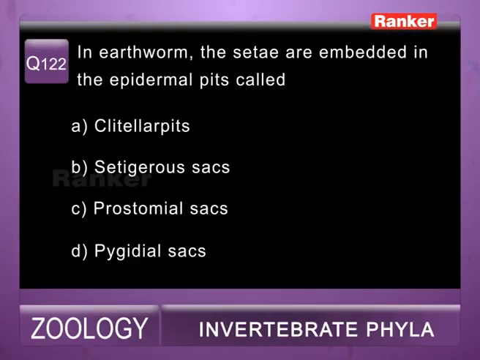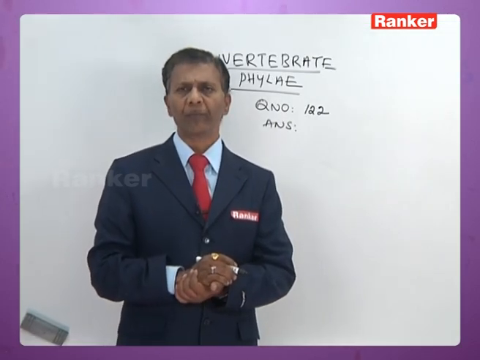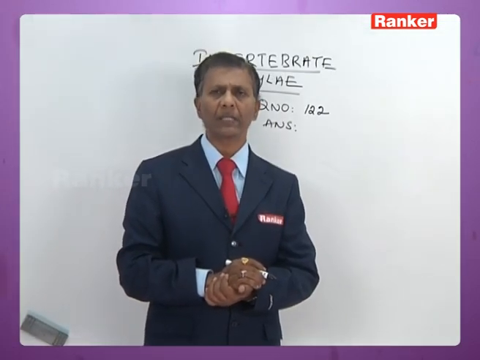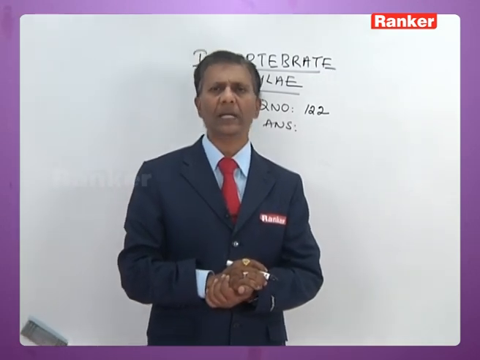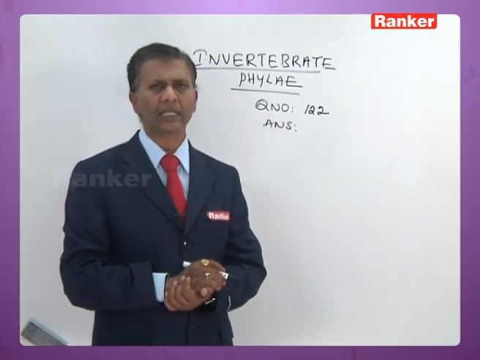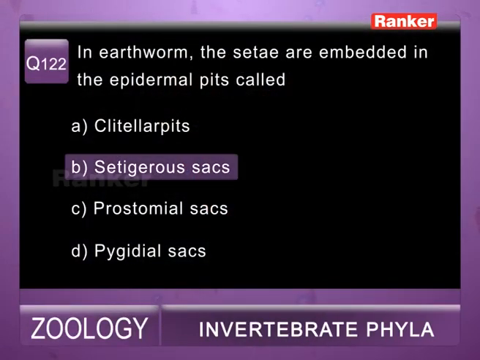Now 122. In earthworm, setae are embedded in epidermal pits called A. clitellar pits, B. setigerous sacs, C. prostomial sacs, D. pygidial sacs. In earthworm, setae are embedded in the invaginations of epidermis called setigerous sacs. What are they called? Setigerous sacs. So the setae are embedded in setigerous sacs in earthworm here. So 122 question, correct answer is B.